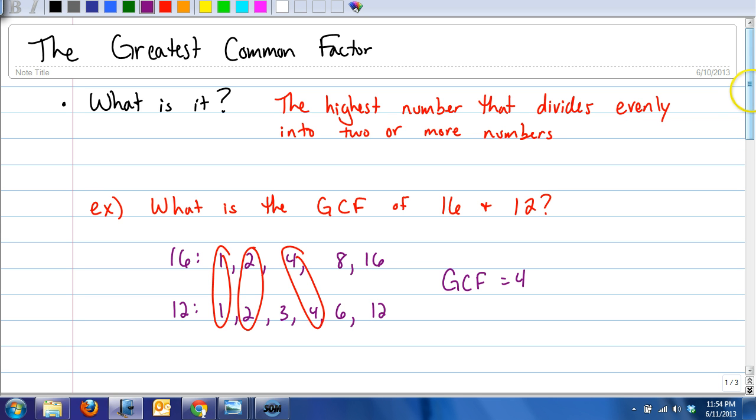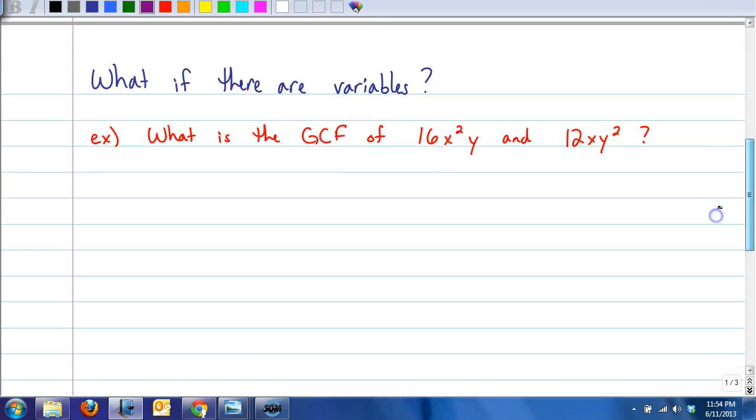Now this is advanced algebra, so we don't see any variables yet. So what happens if there are variables? So let's say we're asked to find the greatest common factor now of 16x squared y and 12xy squared. Well, we just focused on the 16 and the 12, so we know between these two that the greatest common factor for the coefficients there is going to be 4.